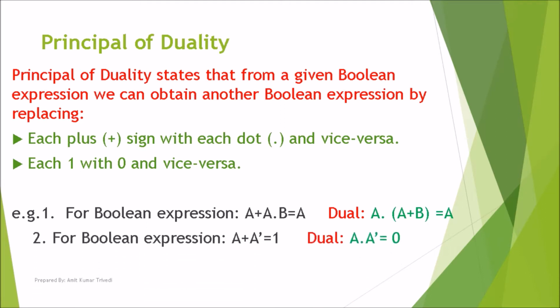For the expression a plus a complement equals 1, plus will change to dot and 1 will change to 0. Students, you can see the complement we will not change. So you only need to remember these two things: plus will change to dot and vice versa, and 1 will change to 0 and vice versa. That is the principle of duality.